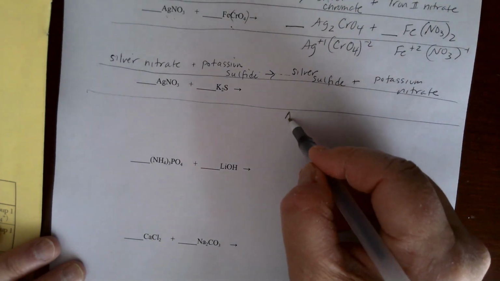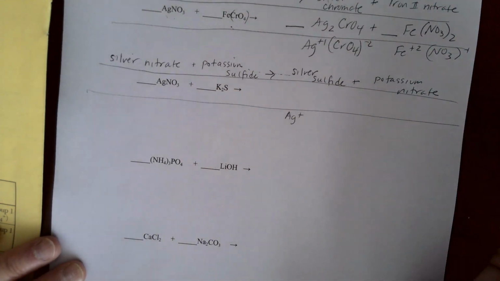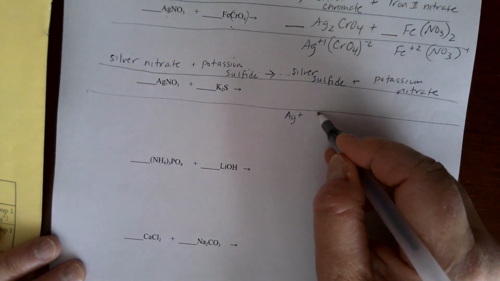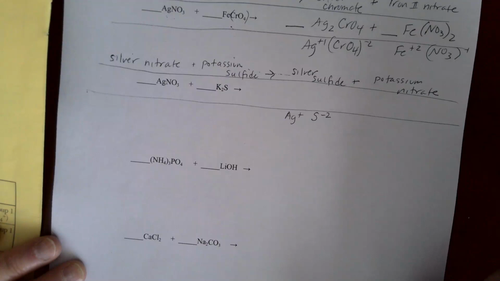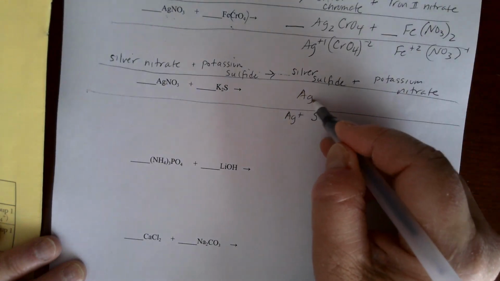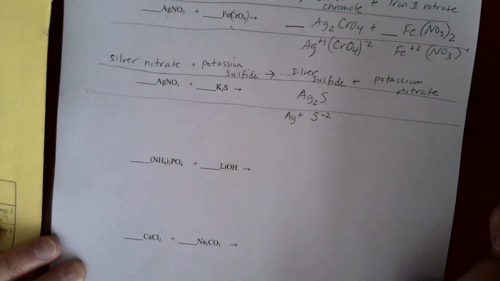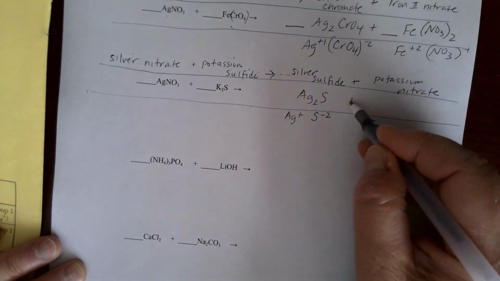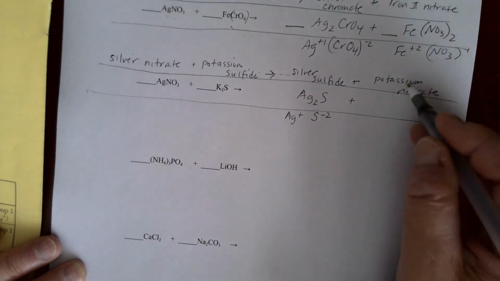Okay, silver. I'm going to do the scratch work. Silver is Ag +2. Sulfide is S -2. Drop and swap, we get Ag2S. Bring down the plus sign.